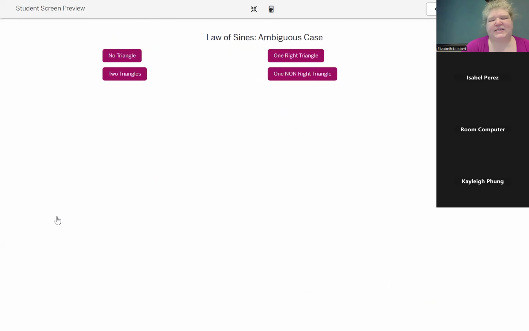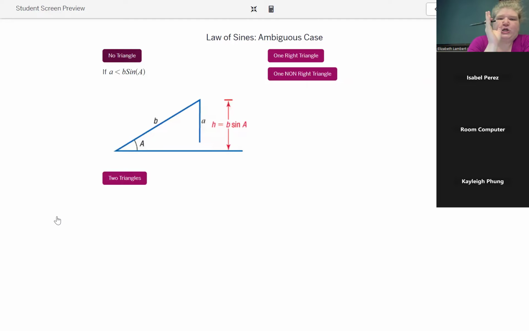So on our next slide, we've got four cases for the ambiguous case. When we have this angle-side-side setup, there is actually the possibility of having no triangle at all. So you can have your angle A and your side B, and if side A is too small, it's this setup where I have angle A and B, and then A is like, I can't reach. I'm trying, but I just don't make it.